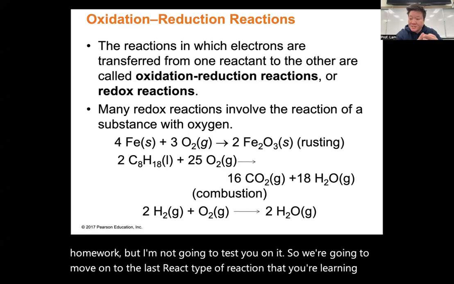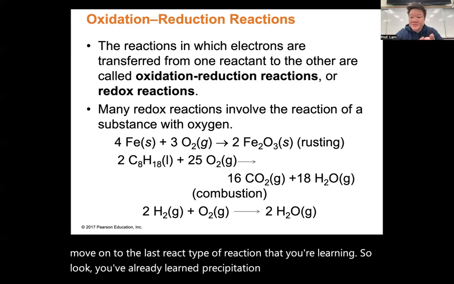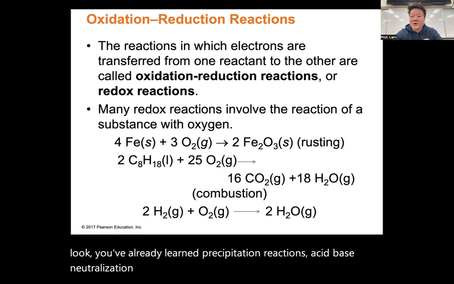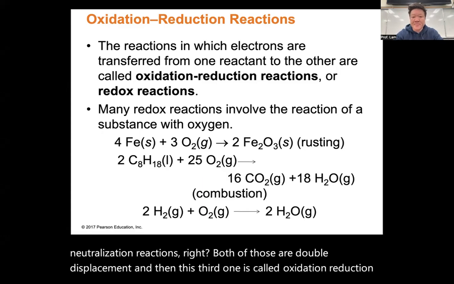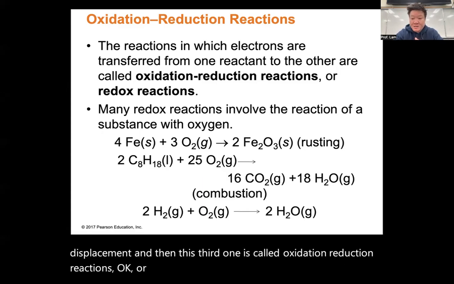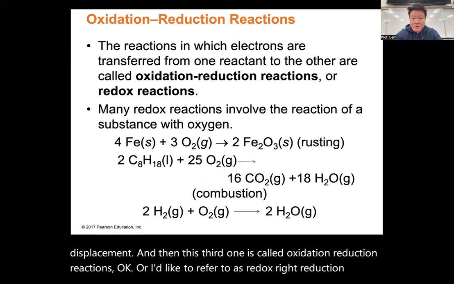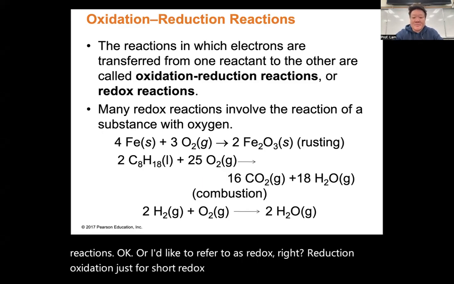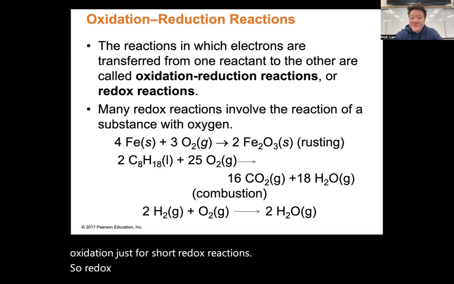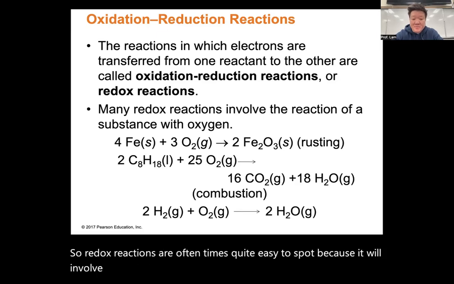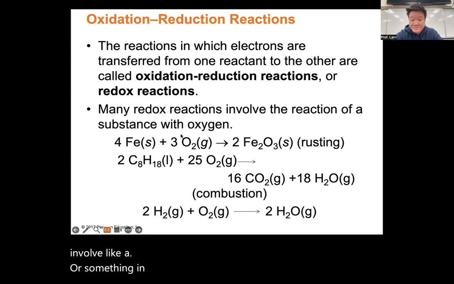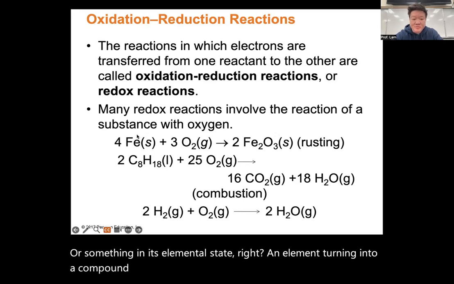So look, you've already learned precipitation reactions, acid-base neutralization reactions, right? Both of those are double displacement. And then this third one is called oxidation reduction reactions. Or I like to refer to as redox, right? Reduction oxidation, just for short, redox reactions. Okay. So redox reactions are oftentimes quite easy to spot because it will involve a metal or something in its elemental state, right? Like an element turning into a compound. Okay. Remember those terms, right?